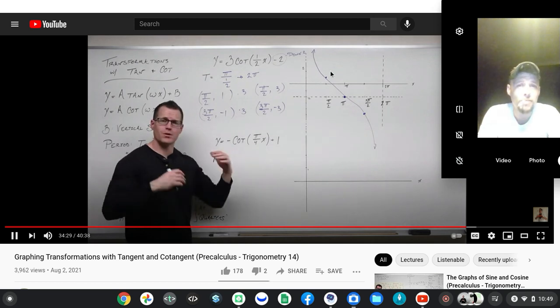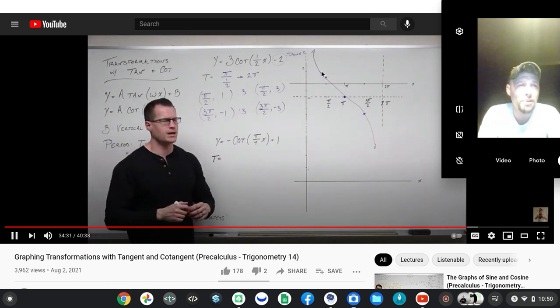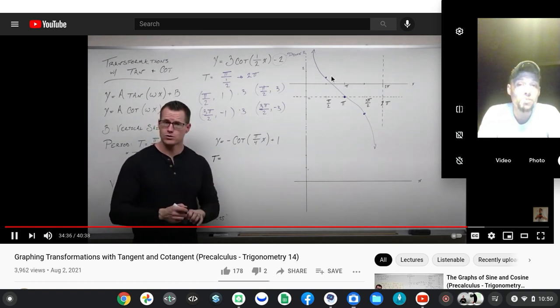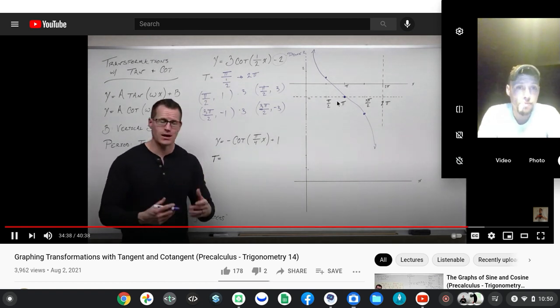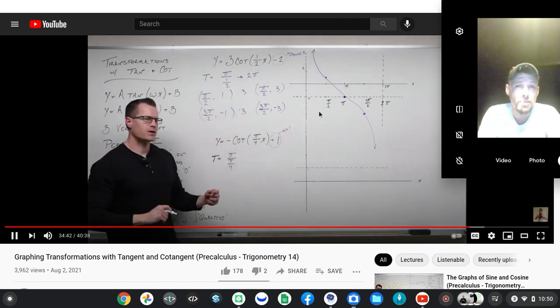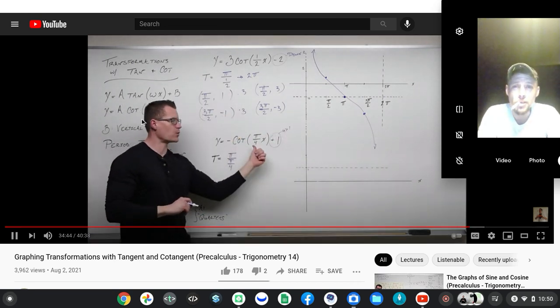So here's how to identify what function you have. Then we take a look at if we have a vertical shift. This has a vertical shift down of 1. We're gonna write that down, and we're gonna show it. They already got that distance. Then we take our period, pi, and divide by whatever the coefficient is.